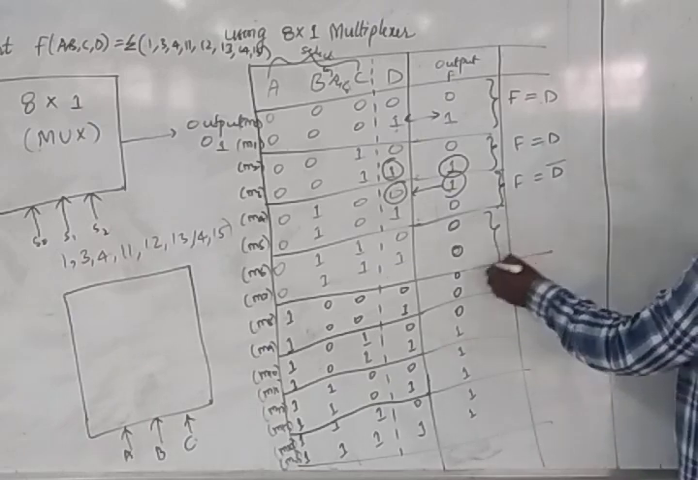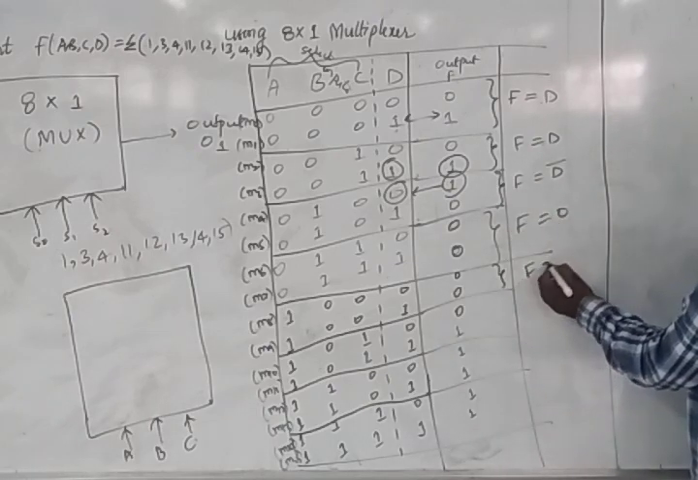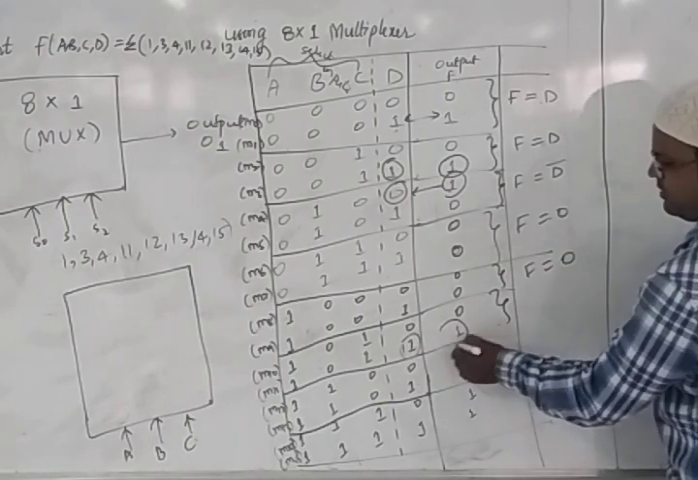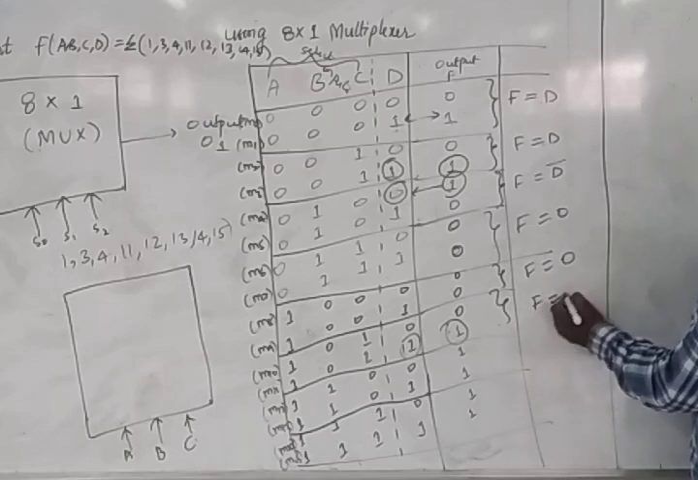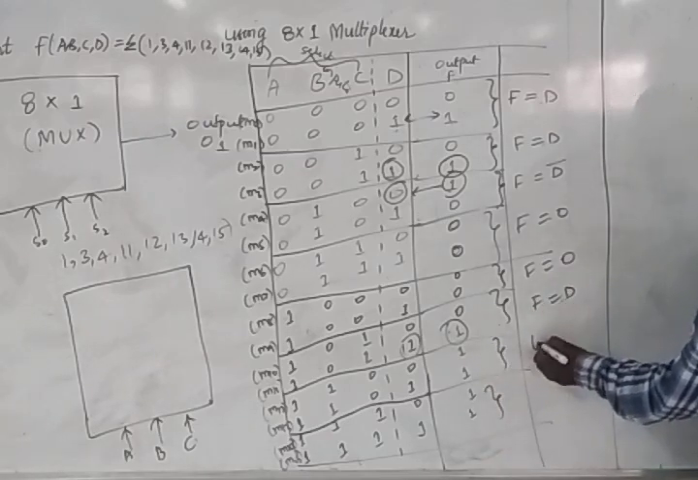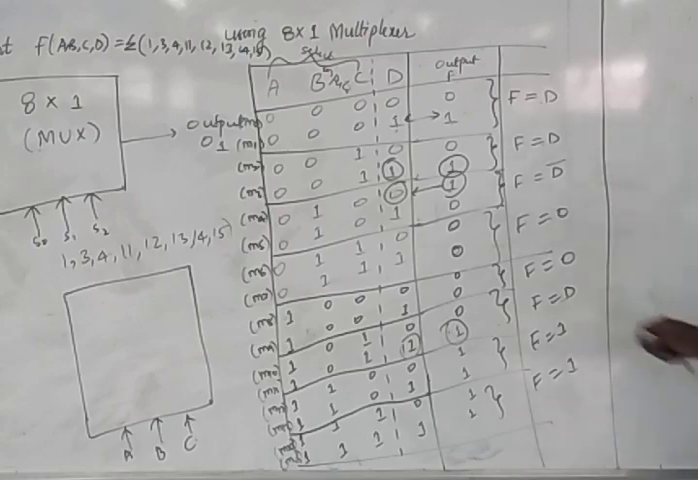Similarly, for the next category there is no 1, so F is equal to 0. For the next category there is no 1, F is equal to 0. For the next category it is 1, when F is equal to D, right? It is logic 1. This is also F is equal to 1, we can write for this. So this is the way we wrote the output.